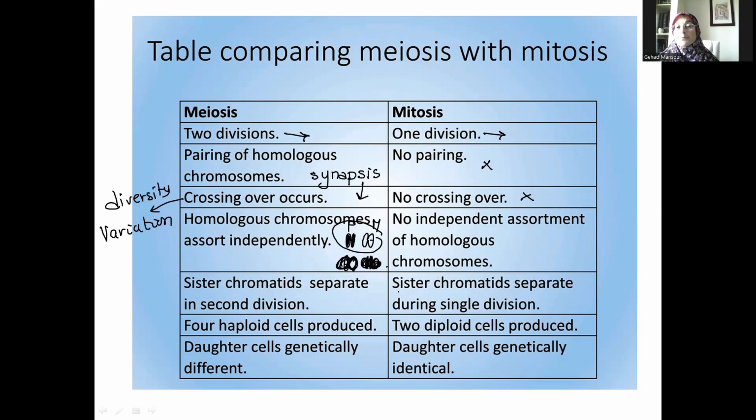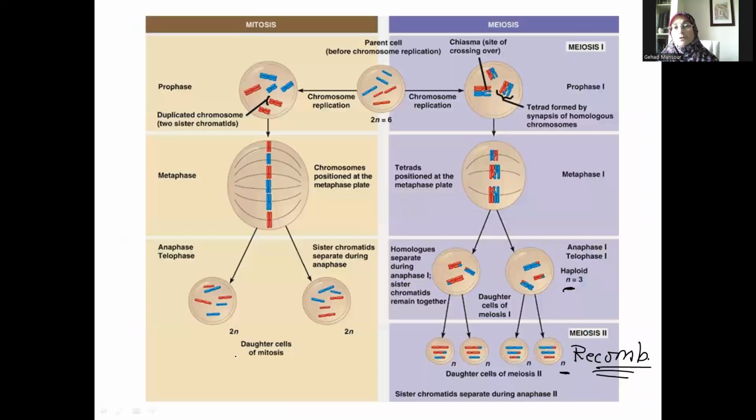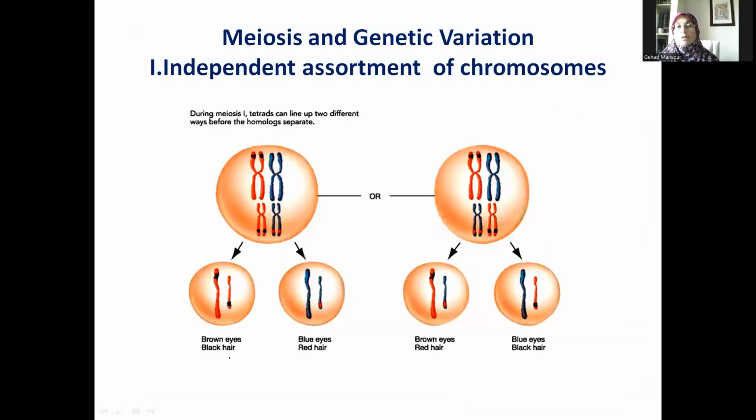Here, the separation of the sister chromatids occurs at the end of mitosis, but here, in order for the sister chromatids to be separated, this occurs at the end of meiosis 2. Here we have 4 haploid daughter cells. Here we have 2 diploid daughter cells. Here there is variation and the 4 daughter cells are genetically different, whereas in mitosis they are similar.